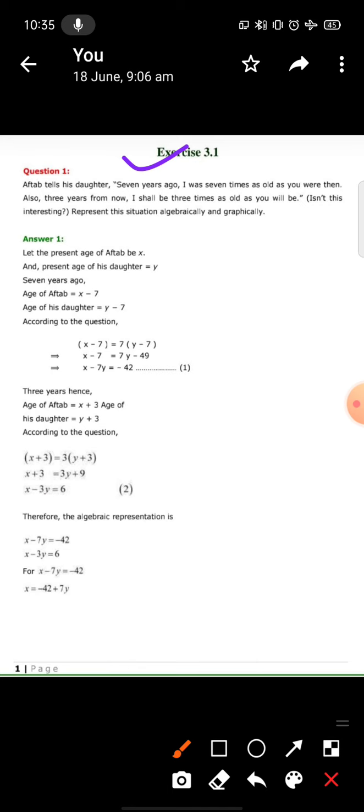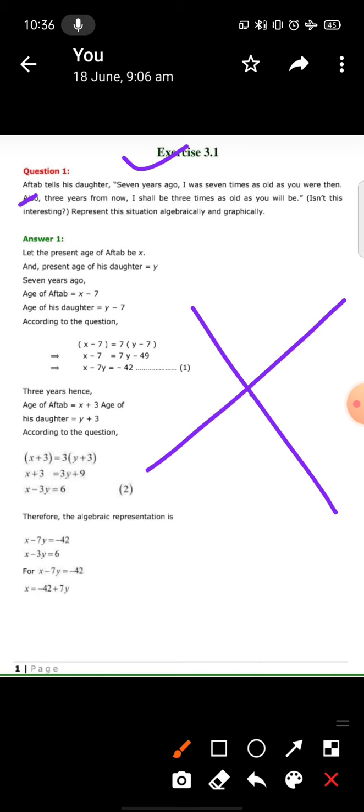Now also, 3 years from now. You have to understand that there is a second condition, and the second condition is 3 years from now, I shall be 3 times as old as you will be. Isn't this intersecting? We have to check whether these two linear equations represent parallel lines, intersecting lines or coincident lines. Intersecting means they will cut each other at some point or not. First thing we have to check this.